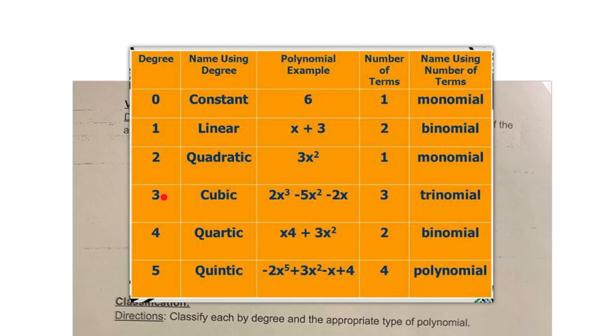If the highest exponent is a 3, we call it a cubic. If the highest exponent is a 4, it's a quartic. That should be decently easy to remember. A quart, hopefully you have that association with 4. If the highest exponent is a 5, we call it a quintic. That one's a little trickier. Okay, number of terms. If there is only one term, we call it a monomial. If there happens to be 2 terms, we call it a binomial. If there happens to be 3 terms, we call it a trinomial. And then anytime you get 4 or above, they just start calling it a polynomial.